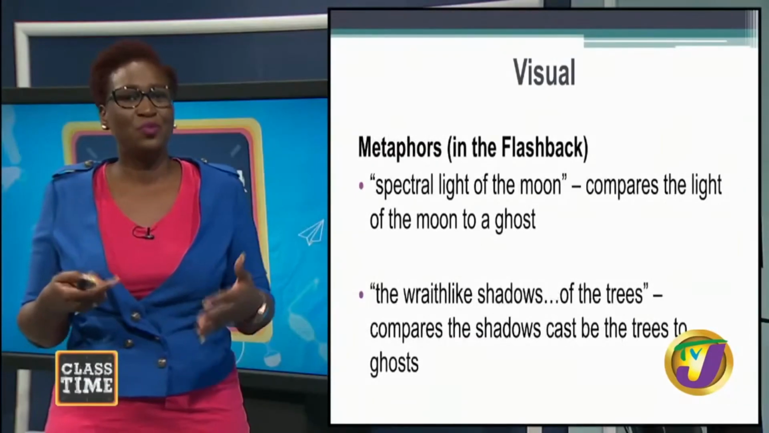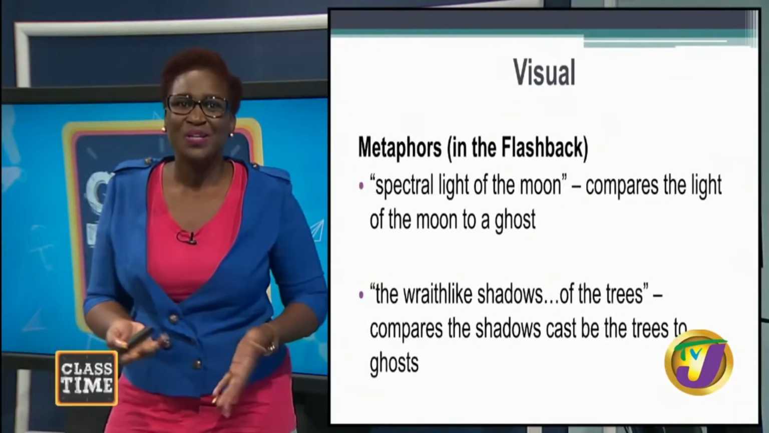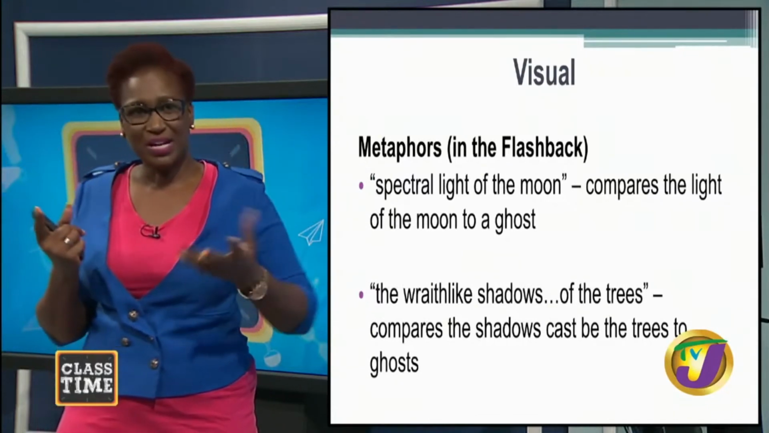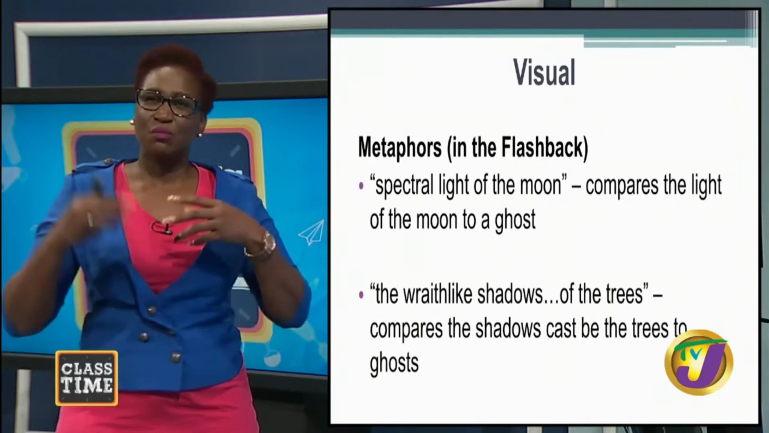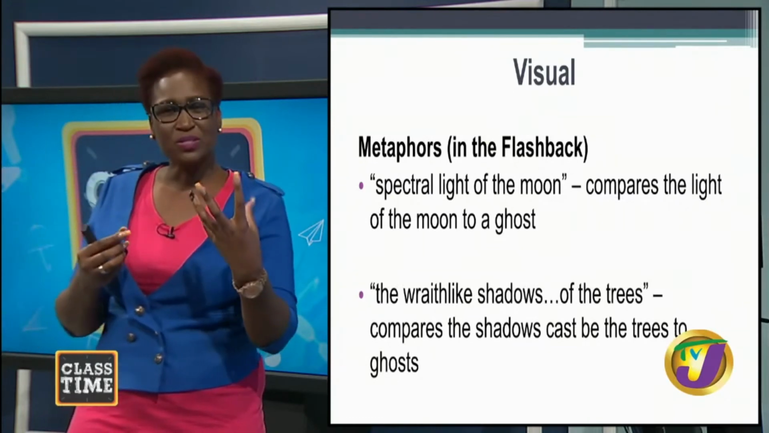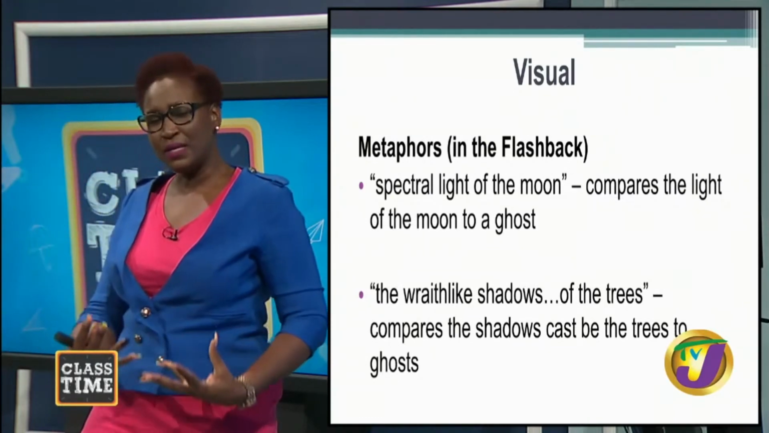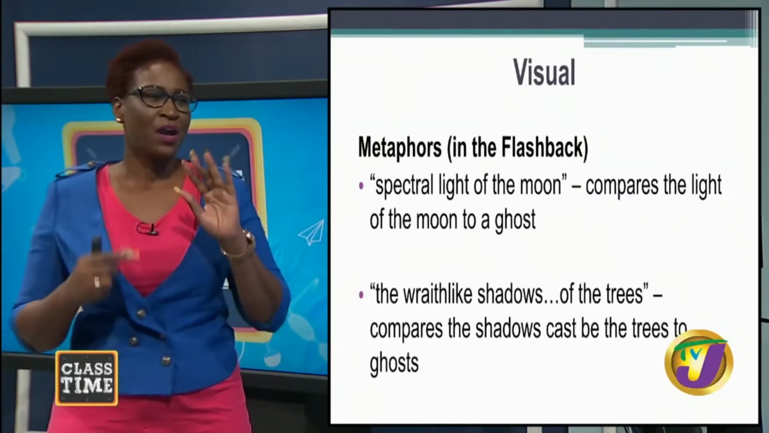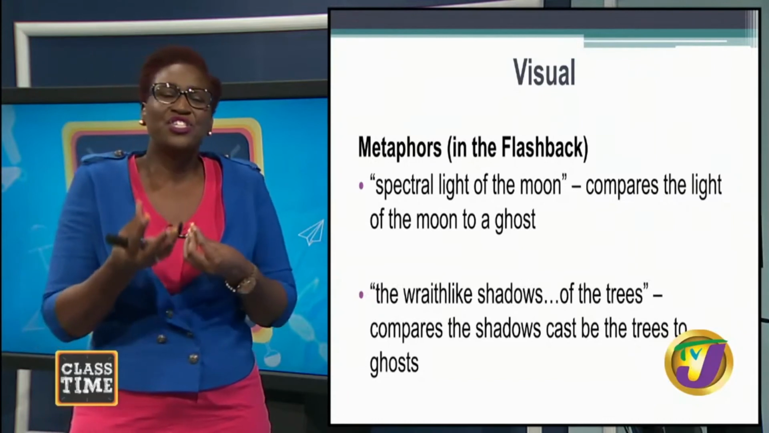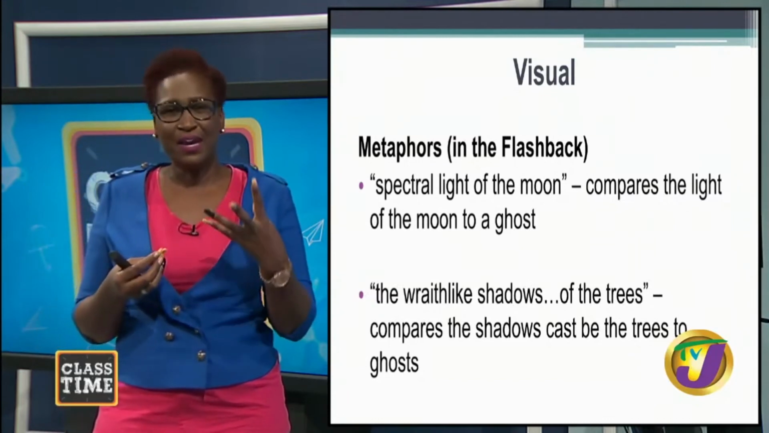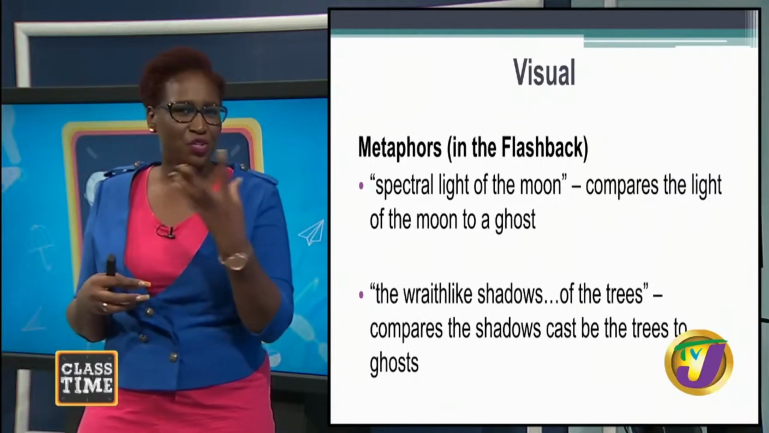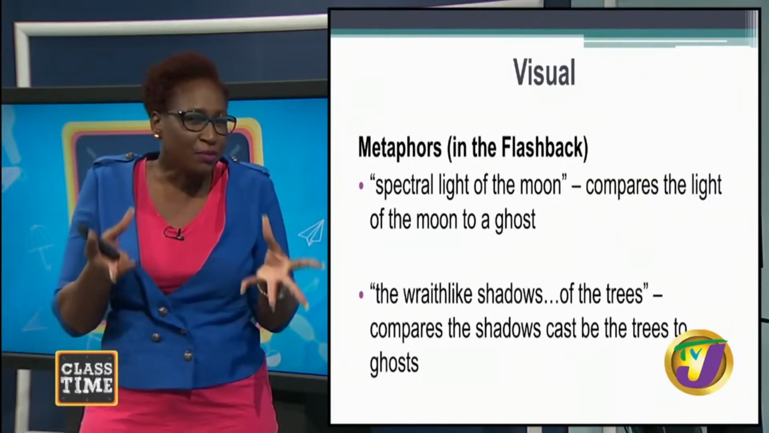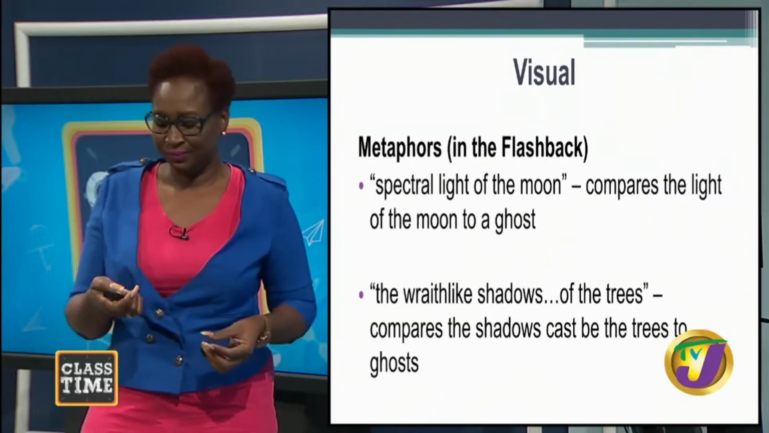Then you have the visual, which is the easiest one to spot. So we have the metaphors being used there. So the spectral light of the moon. A spectre is a ghost. So the moon is being compared to a ghost. The light it casts is ghost-like and eerie and creepy. Remember, say Paul's headspace, not so level. All right. And then the wraith-like shadows of the trees. Again, the whole idea of everything to him in that moment looking very spooky, very evil, perhaps very sinister.